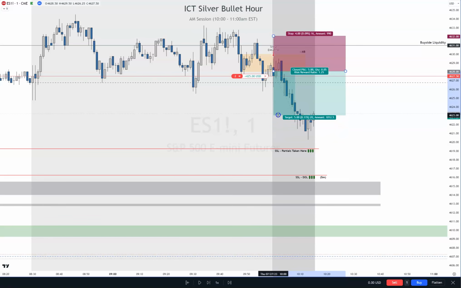So 5 handles, probably should have moved stop to break even, but right now this is what we chose. We're not deviating at the moment. If it comes back up here, we probably will be reducing our risks because we could have gotten out. We maybe have been greedy. Who knows? So we're just seeing what happens here. Price action.